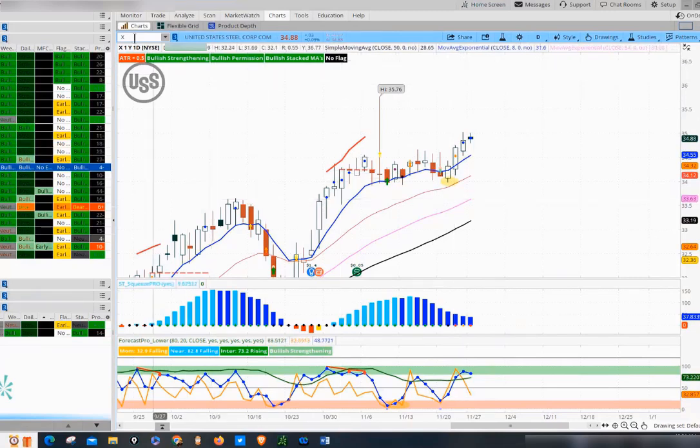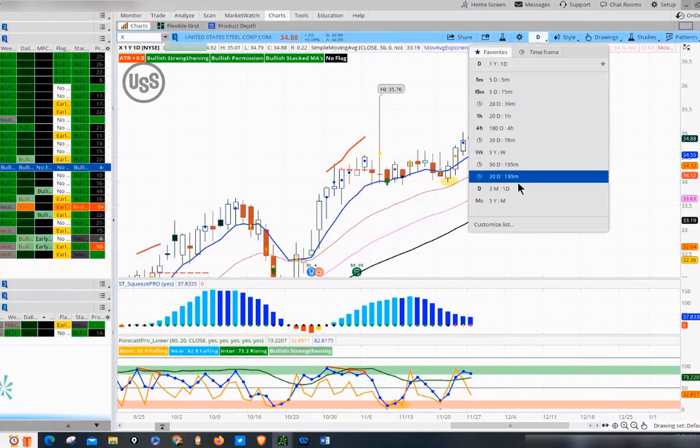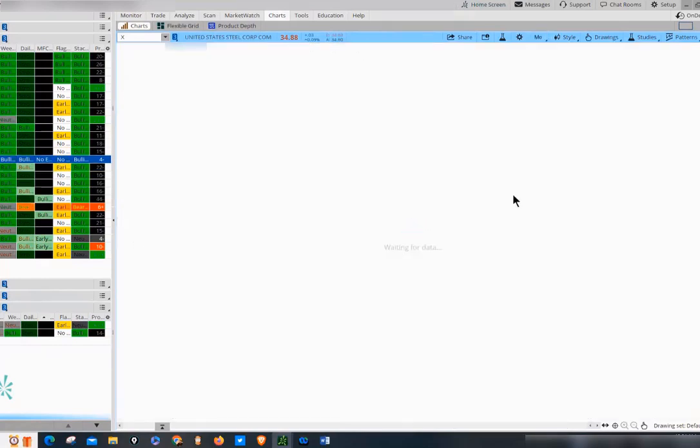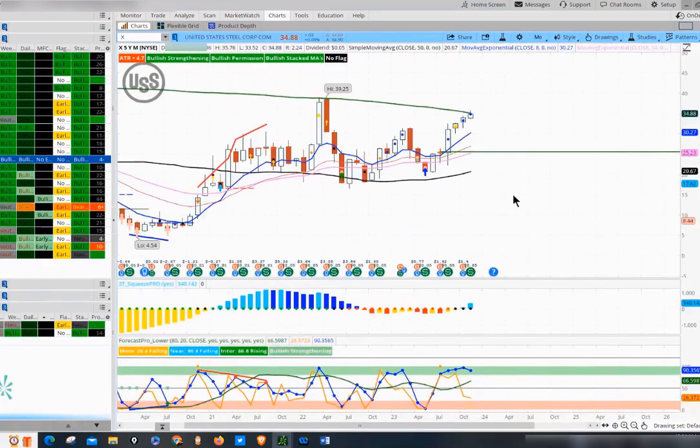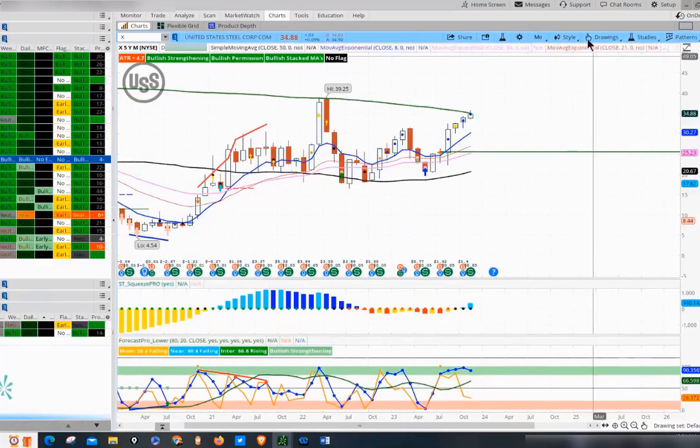Now, we're going to go look at X. Here's what I want you to do right now, so make sure you take notes. We're looking at X. First thing you're going to do is go to the month. We want to know what the higher time frame is doing. Every chart, you're going to do this first. So for X, you're going to go to the month.